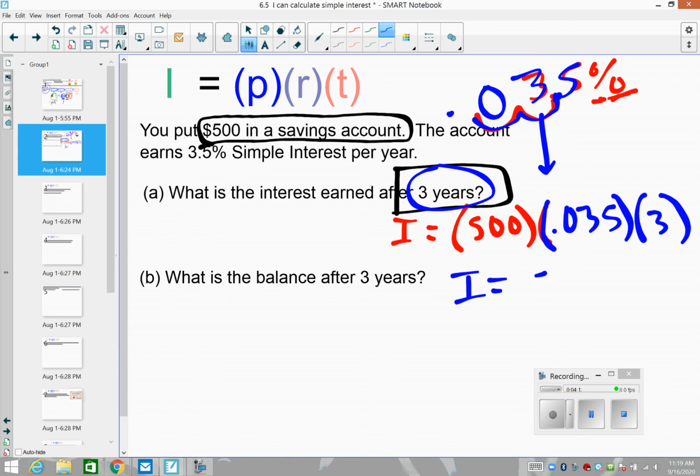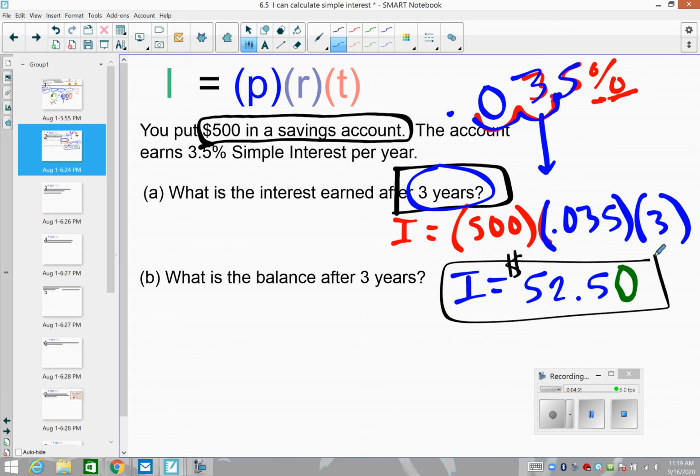So you end up getting $52.50. You'll notice that your calculator is missing this 0 right here, so make sure you plug it in. Make sure you pause the video. Just because I'm solving at a certain speed doesn't mean that you should be. Don't make it complicated. Just pause it, solve it, push play, and see if you got it right.